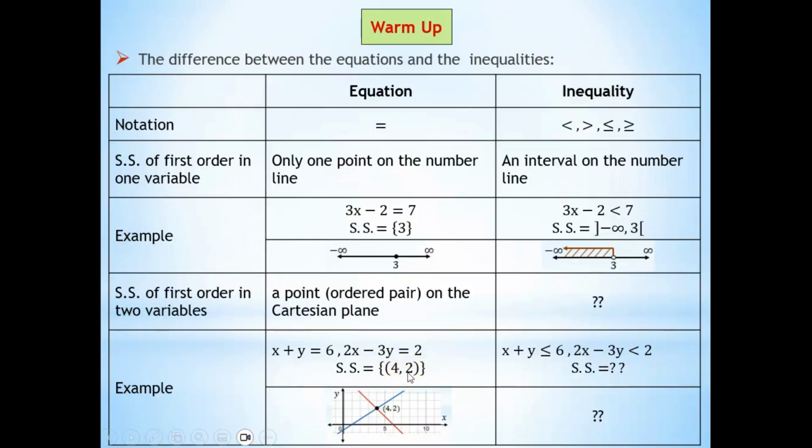By the way, maybe there is no intersection between these two lines if they are parallel, or there is an infinite number of solutions if they are coincident. So if parallel, the solution set is empty. If coincident, the solution set is any point that satisfies one of the two equations.